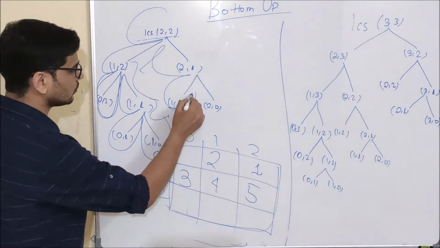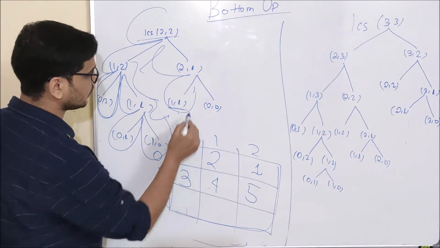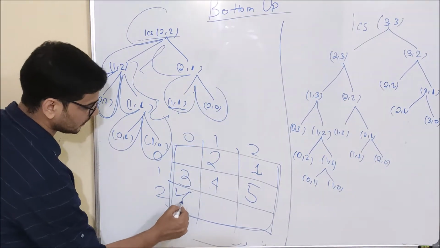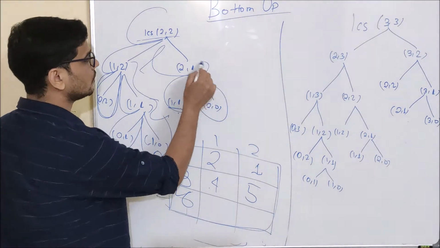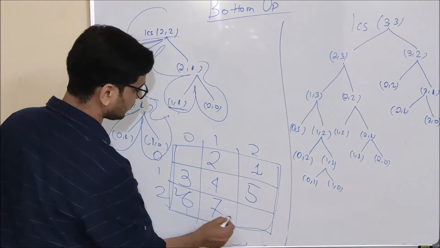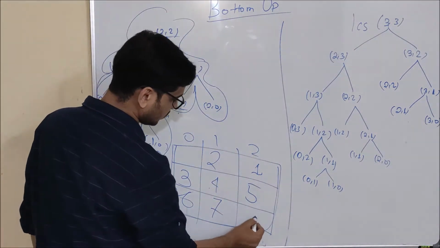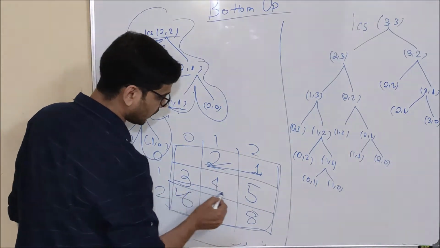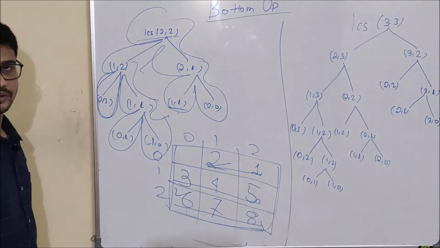So what will happen? 1, 1 will be returned, so I am filling it here. After that 2, 0, that is, this value will be returned. This will be the sixth value to be returned. After that 2, 1 will be returned, the seventh, and after that 2, 2 will be returned, that is the eighth value to be returned. So here you can see the order is this, but after that the order is horizontal.